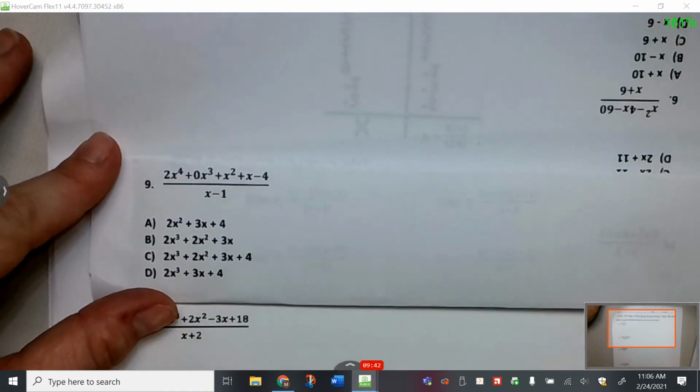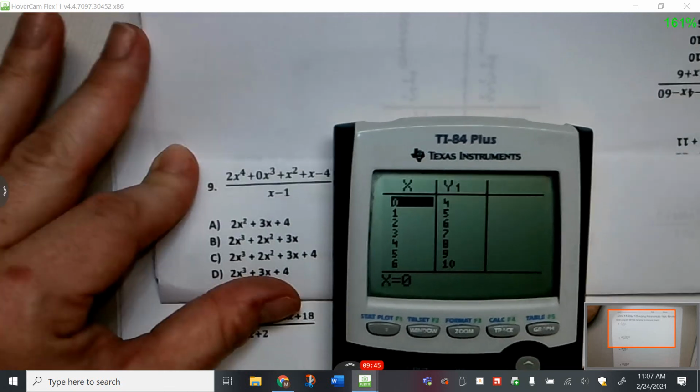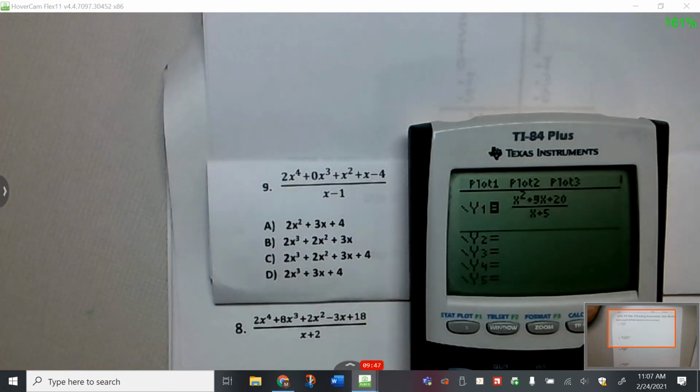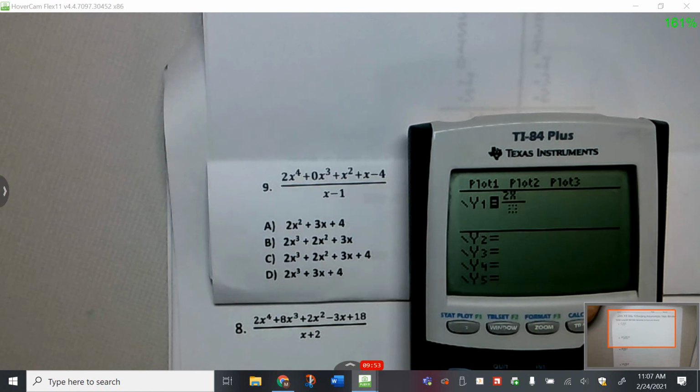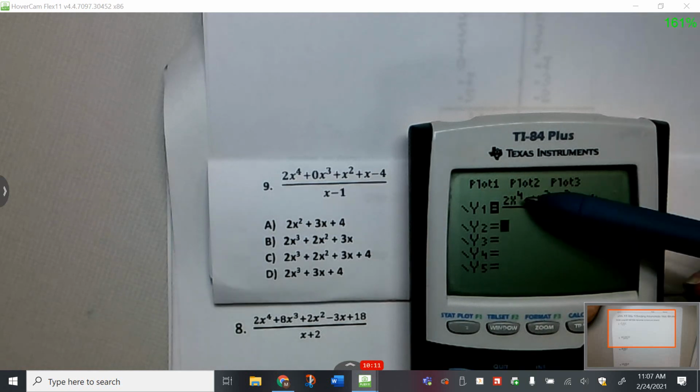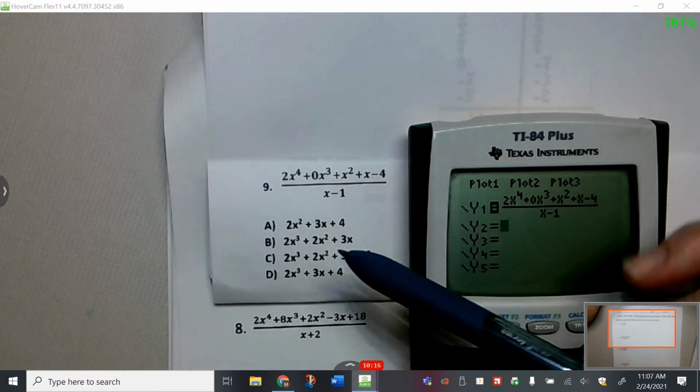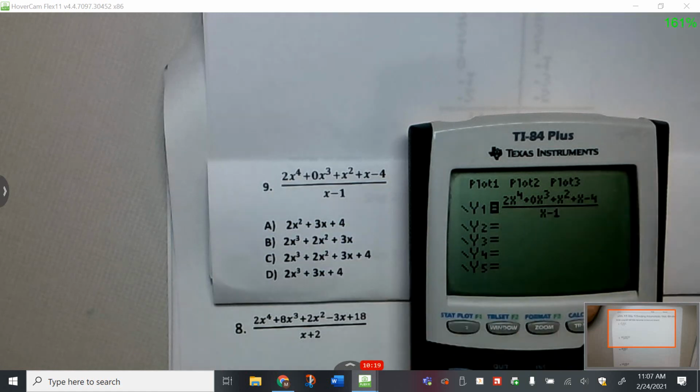Okay, so I'm going to come to my calculator and I'm going to go to y equals and I'm going to type it in there. 2x to the 4th power plus 0x cubed plus x squared plus x minus 4 over x minus 1. Okay, so first off, one trick I want you to realize is if you divide, that's kind of like subtracting exponents, so 4 minus 1 is going to be 3. So I know my answer is going to be cubed, so I know a is going to be wrong, and I can prove that to you.